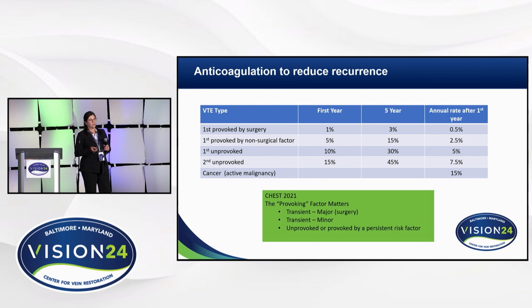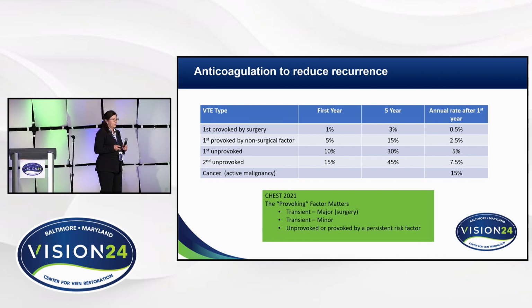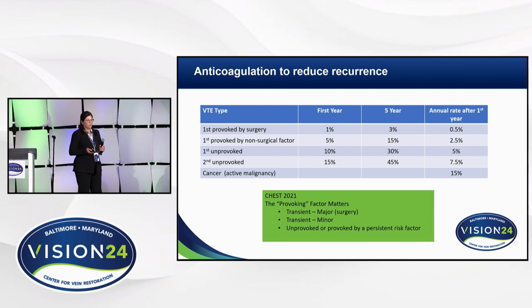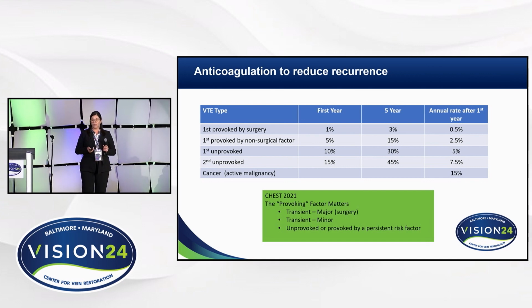If you look at a clot provoked by surgery, so you had a hip surgery and it has a high incidence, the annual recurrence rate is 0.5%. If it was provoked by a medical condition, it's 2.5%. If it's unprovoked, it's 5% per year. A second unprovoked event is 7.5% per year, and malignancy has a 15% risk per year of clot.